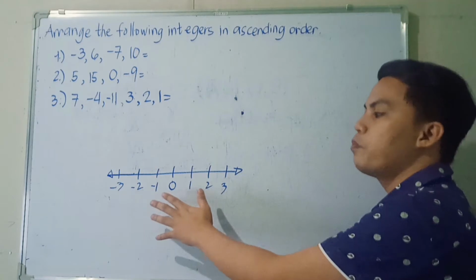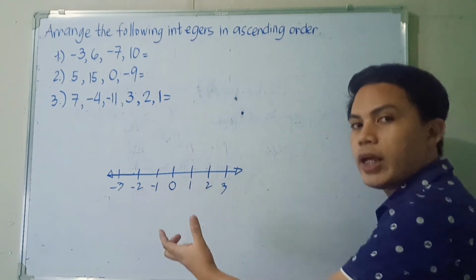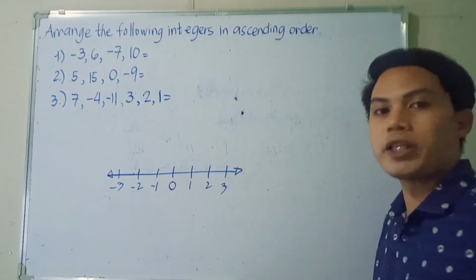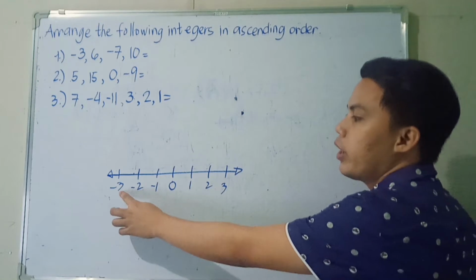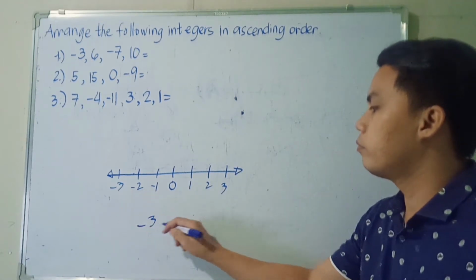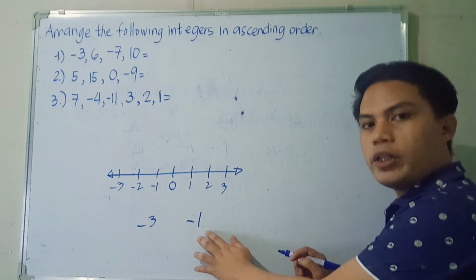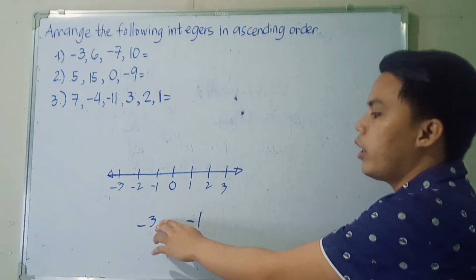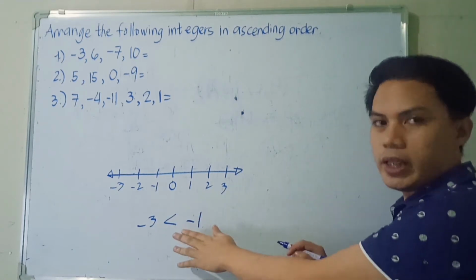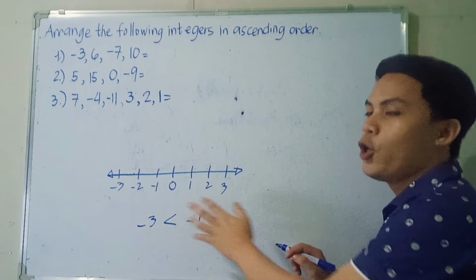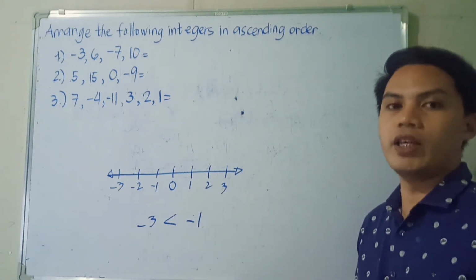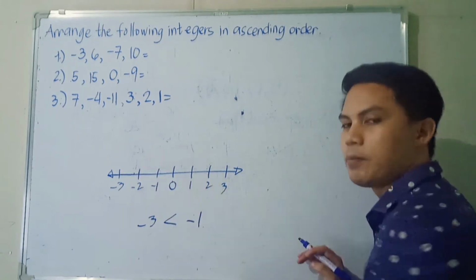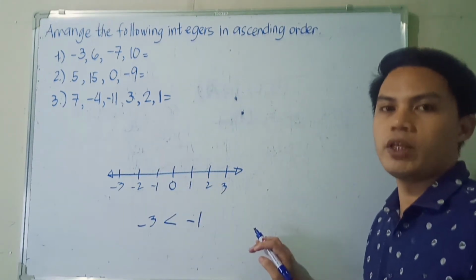So if we're going to compare negative integers, yung tatandaan lang natin is that yung mas malapit sa 0 is yung mas malaki. So if we're going to compare negative 3 and negative 1, negative 1 is closer to 0 as compared to negative 3. So we can say that negative 3 is less than negative 1. So mas malaki si negative 1 compared kay negative 3. Okay. And of course, yung positive na mga numbers ay mas malaki compared sa mga negative numbers or negative integers.